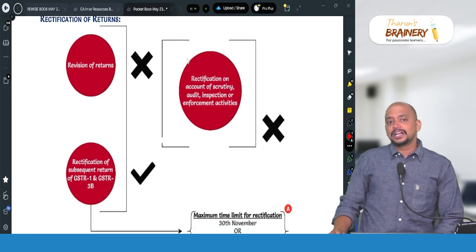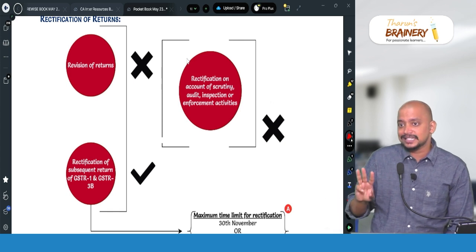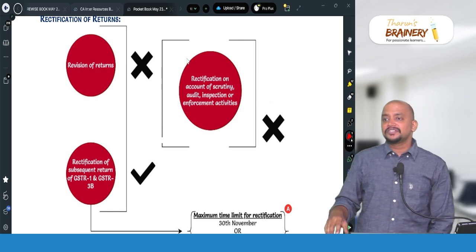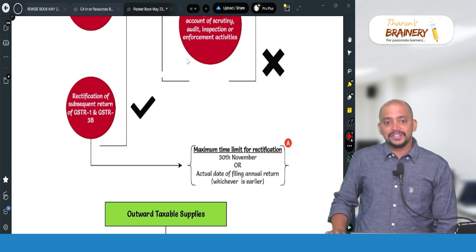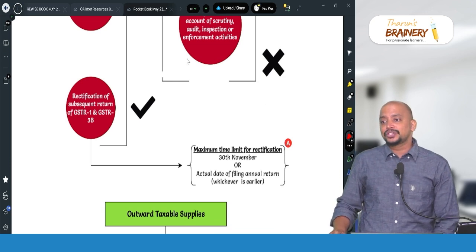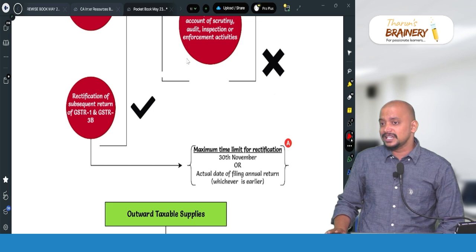Then rectification of returns. Which returns can be rectified? GSTR 1 and GSTR 3B. What is the time limit for rectification now? 30th November of the succeeding financial year or actual date of filing annual return, whichever is earlier.